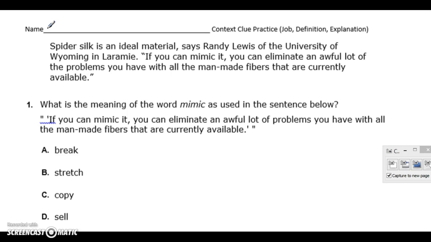If you can mimic it, you can eliminate an awful lot of problems you have with all the man-made fibers that are currently available. So step 1, I want to identify the tough word that the question is asking me to infer. That word is mimic. So I'm going to draw a box around the word mimic.